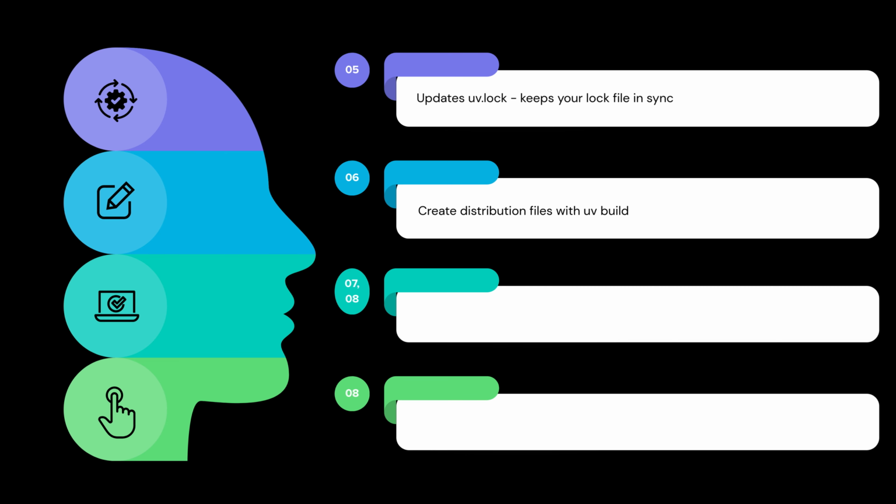Sixth, it creates distribution files using UV build. Seventh, it creates a Git tag. Eighth, it creates a GitHub release with auto-generated release notes. And finally, it pushes all changes back to your repository.